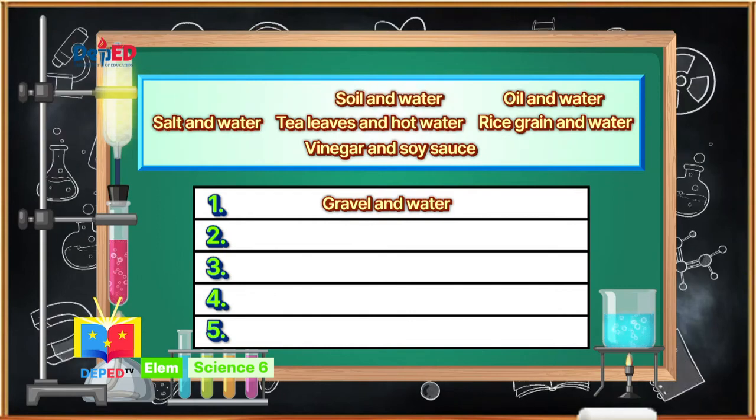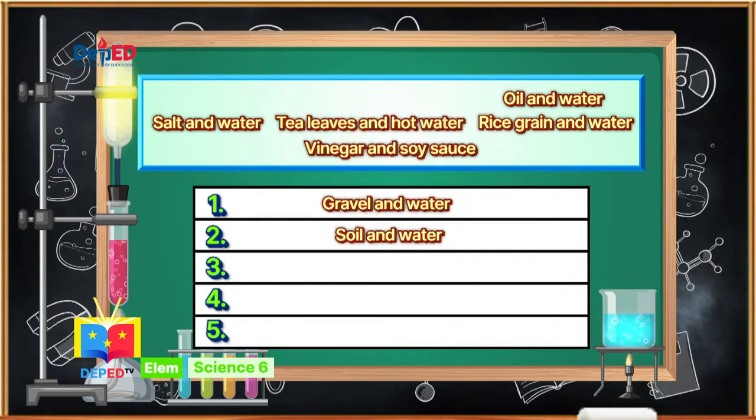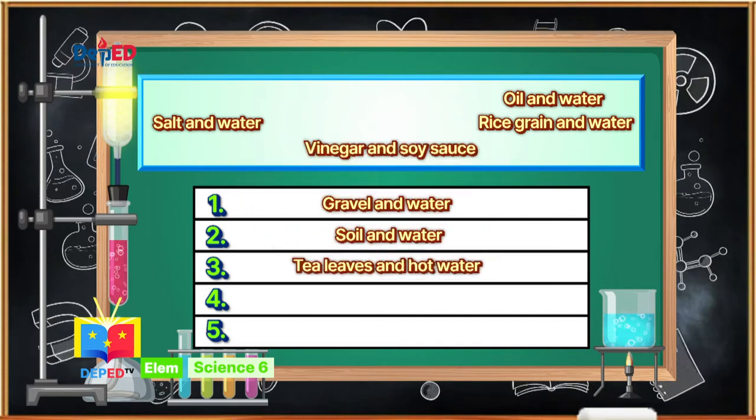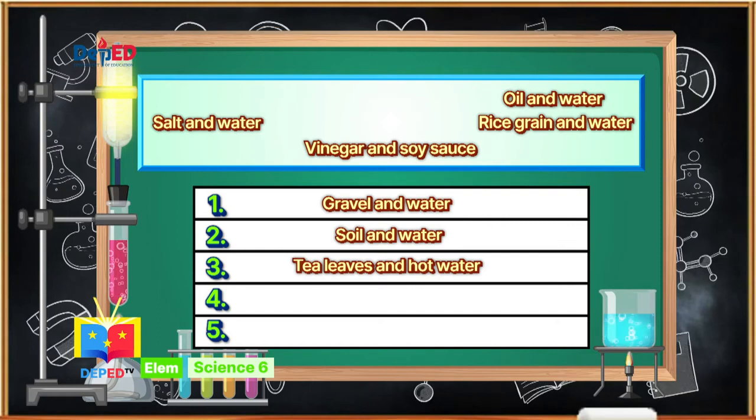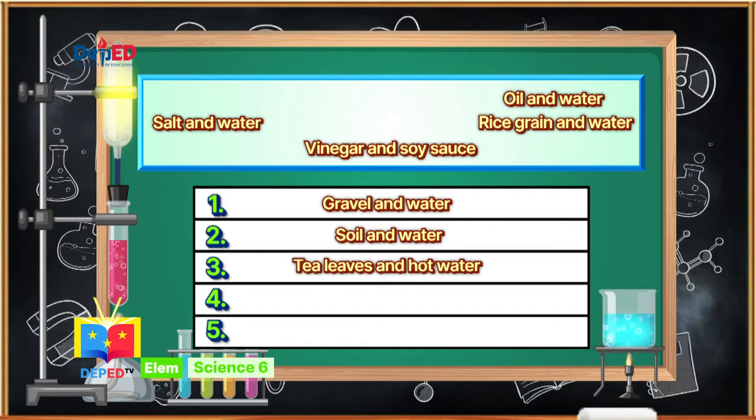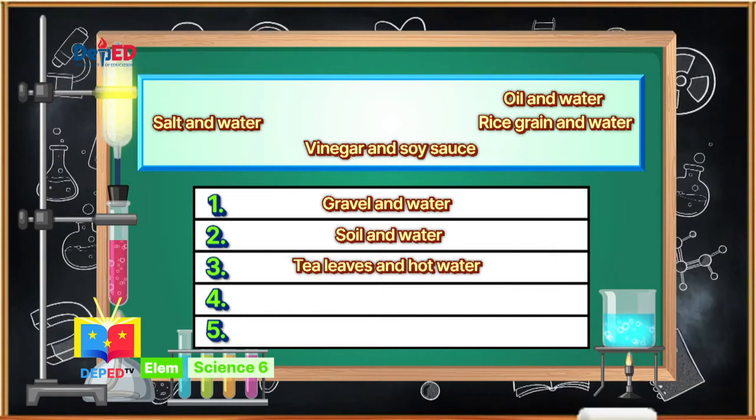Is the mixture of soil and water an example of suspension? Yes, it is. Is the mixture of tea leaves and hot water an example of suspension? Very good! Yes, it is. Is the mixture of vinegar and soy sauce an example of suspension? Right! It is not, because the mixture of vinegar and soy sauce is an example of solution.